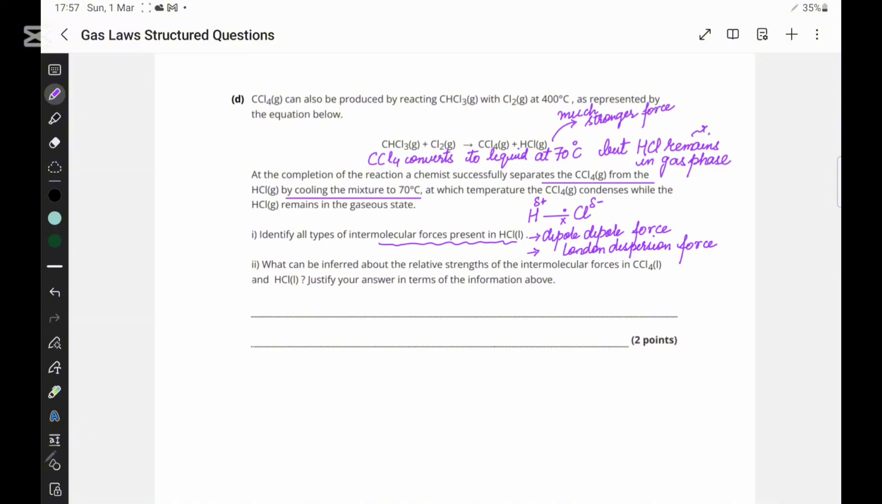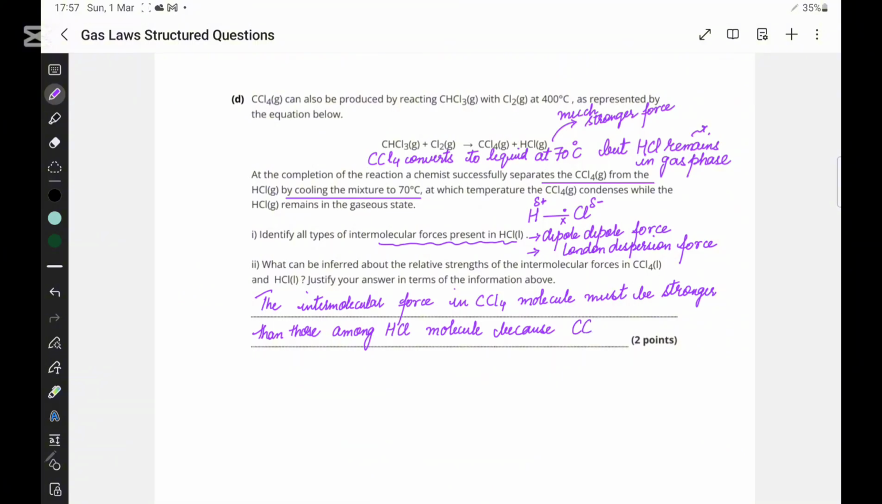Okay, so what we can write here: the intermolecular force in CCl4 molecule must be stronger than those among HCl molecules, because CCl4 condenses at a higher temperature than HCl.